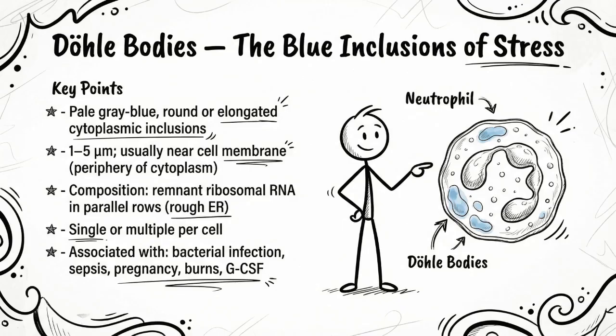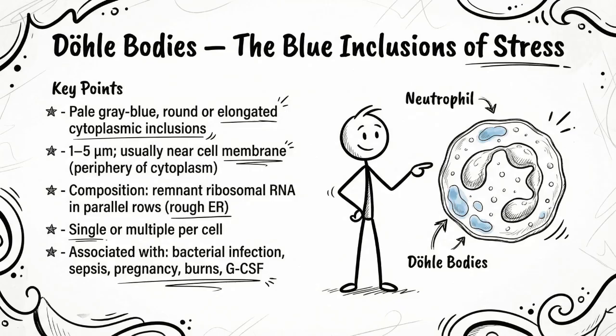Ultrastructurally, Döhle bodies are aggregates of rough endoplasmic reticulum, RER, containing ribosomal RNA, reflecting an accelerated granulopoiesis. Döhle bodies are a sign of stress, appearing in bacterial infections, sepsis, pregnancy, and burns. They're not super specific, but they add to the picture of an activated, stressed neutrophil.